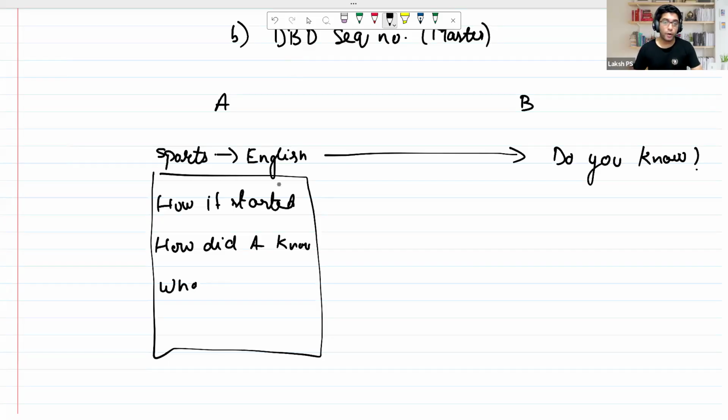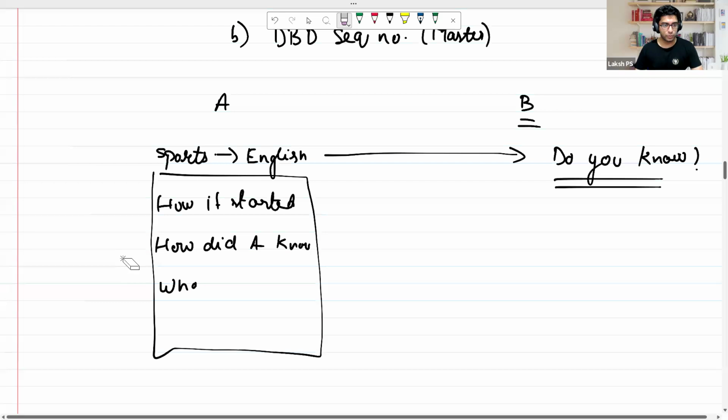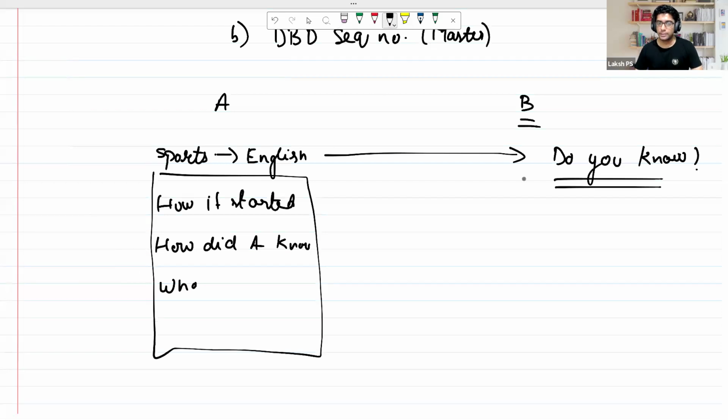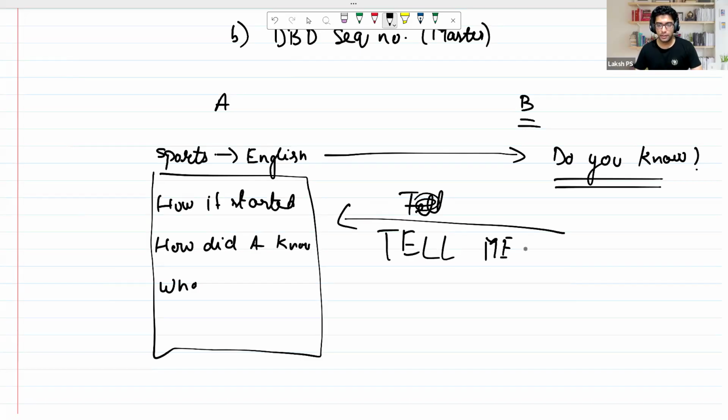Now, if the student B already knows about this, he will say, "I know." So student A is not going to share any of this information because B already knows about it. But what if B does not know? If B does not know that the sports teacher has a crush on the English teacher, what is he going to say? "Tell me." Tell me, in big caps. Now A is going to share all this information.